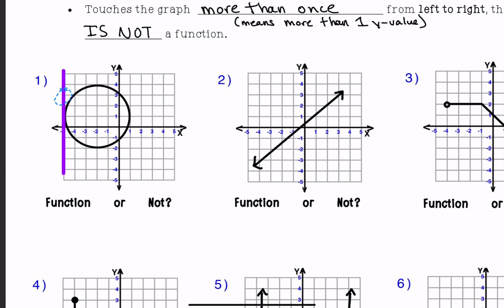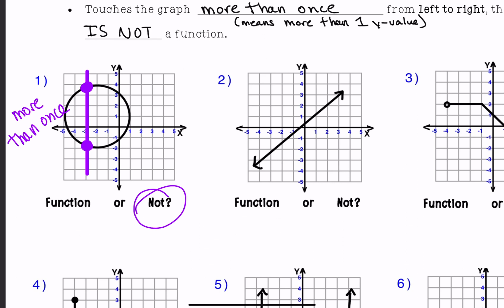So right now, this line is only touching the graph once. But as I move it, you can see now it's touching the graph twice. And it's touching the graph twice at these two locations, that vertical line. That vertical line is for the vertical line test. This means it touches more than once. It is not a function.